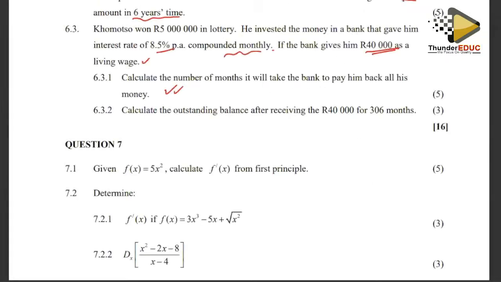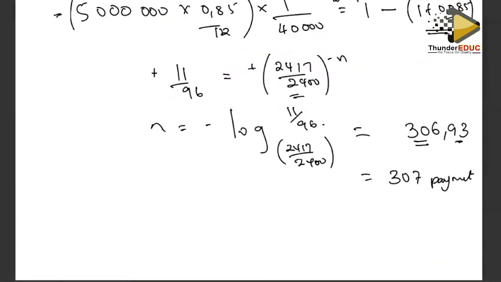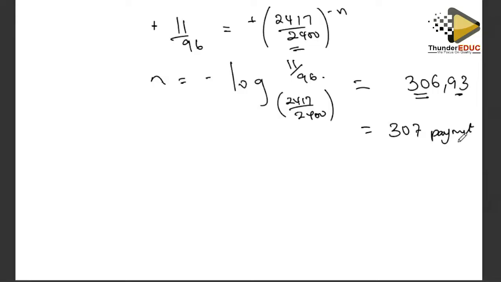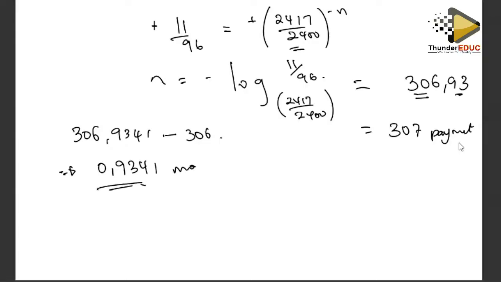Then calculate the outstanding balance after 306 months. With outstanding balance, all we need to do is find the difference between the months. So if I keep my answer of 306.9341, I subtract the 306, meaning that we are left with 0.9341 months. So it's a fraction of a month, not a full month, so it doesn't qualify to get all the 40,000.